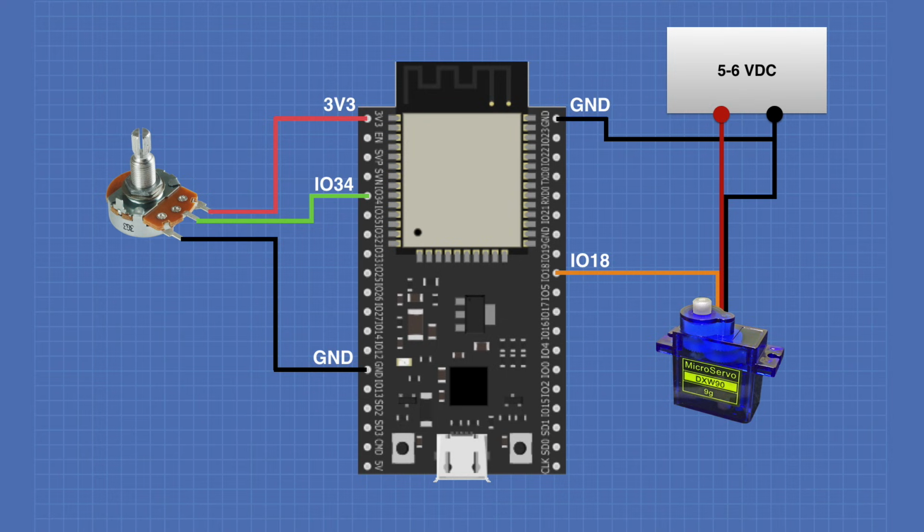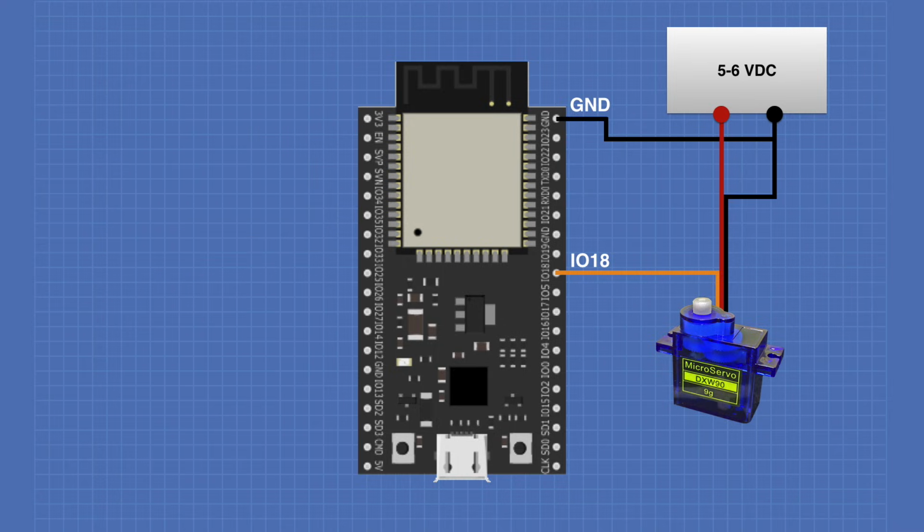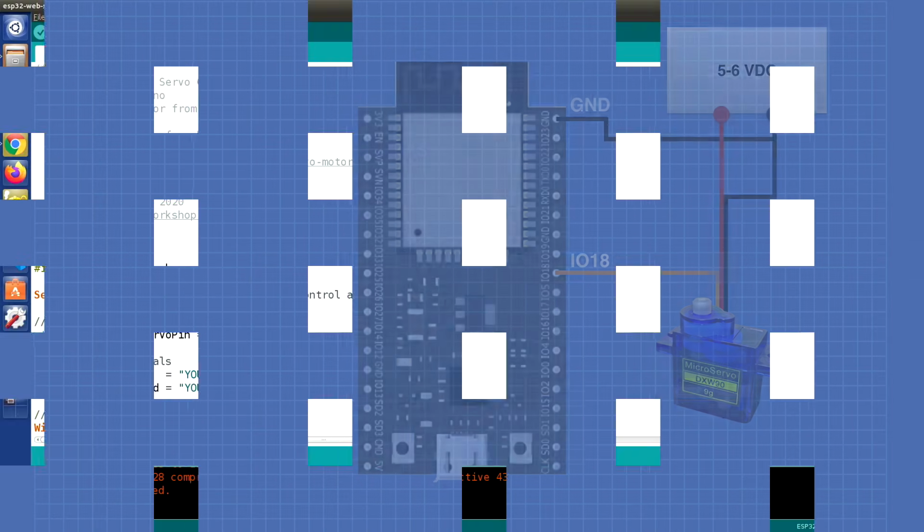For our remote-controlled servo experiment, we can use the identical hookup we used in our initial tests. As the potentiometer isn't actually required in this experiment, you can remove it if you wish. Now let's take a look at the code we'll use to remotely control our servo motor through the ESP32.